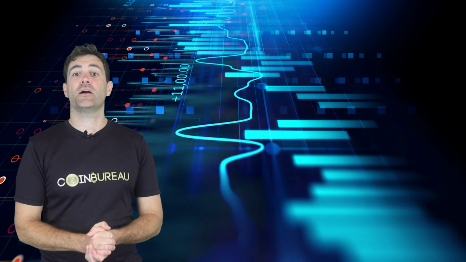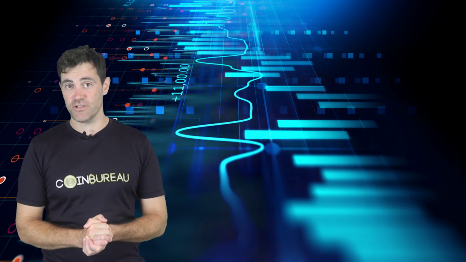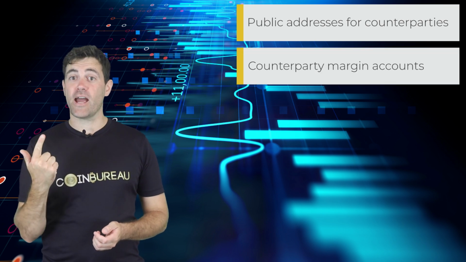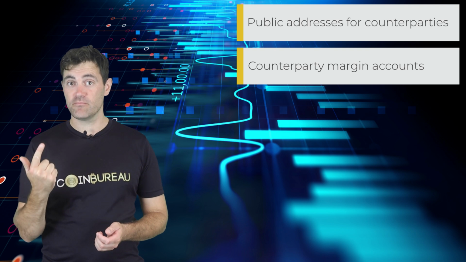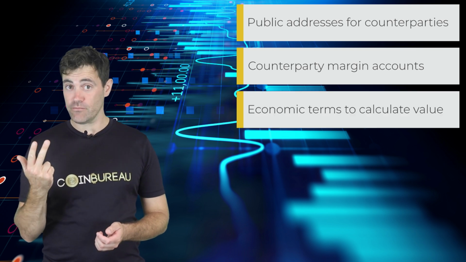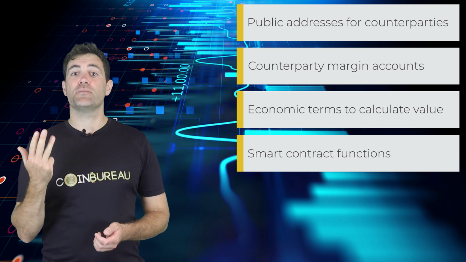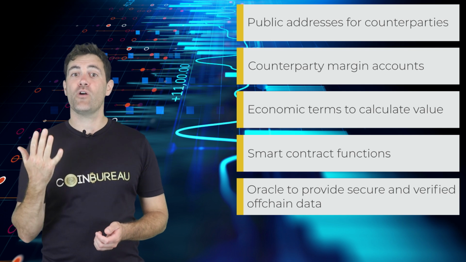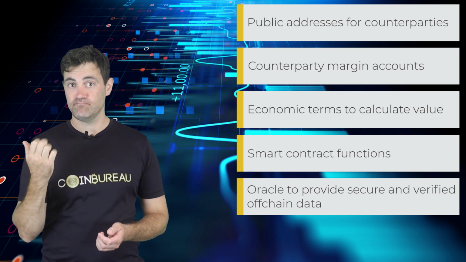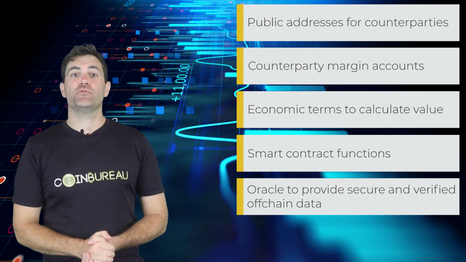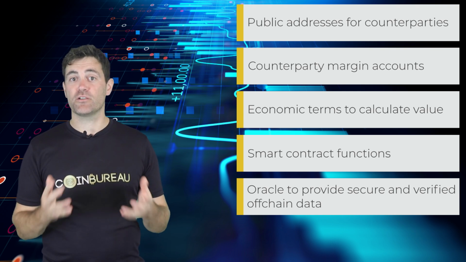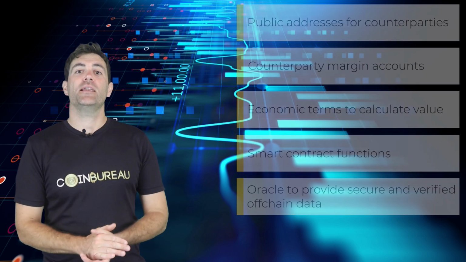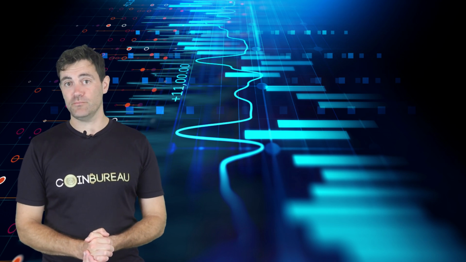Each UMA contract comprises these 5 separate components. Public addresses of all the counterparties. Margin accounts for each of these counterparties. Economic terms to calculate the value. Smart contract functions to maintain the margin balances, and an oracle that will provide secure and verified off-chain data. These components help to ensure that the contract is able to enforce the rules agreed in a trustless and secure manner. In order to understand exactly how this works, let's take a look at a pretty simplified example.